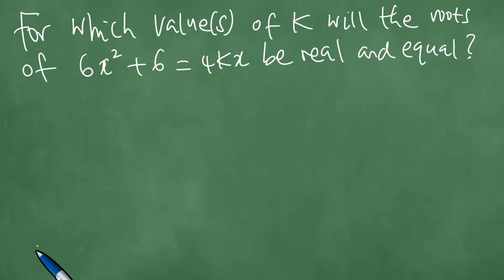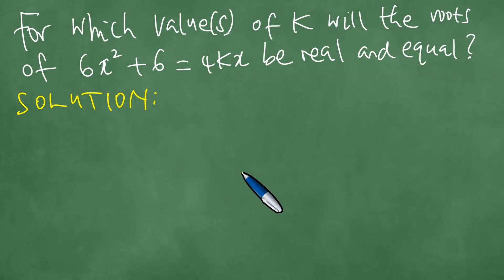Right, let's look at the solution. So in other words, at this point, for which values of k will the roots of 6x squared plus 6 equals 4kx be real and unequal? Try that one quickly. Okay, 2 minutes.